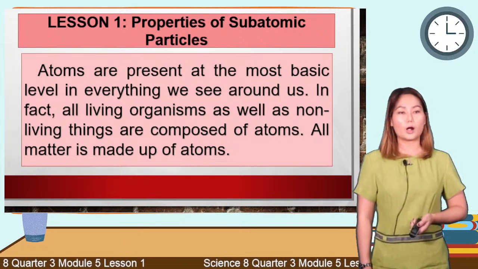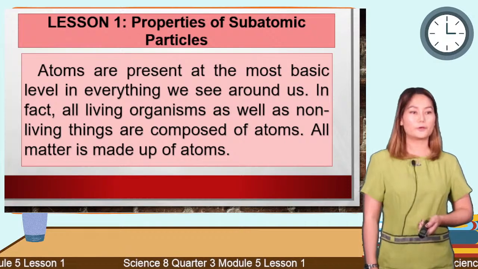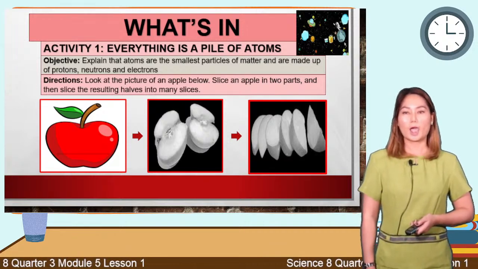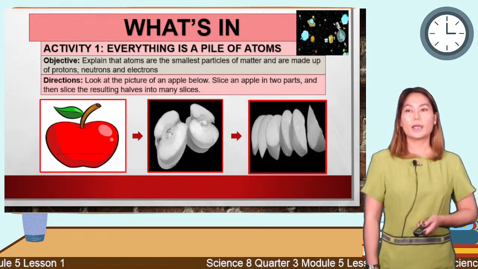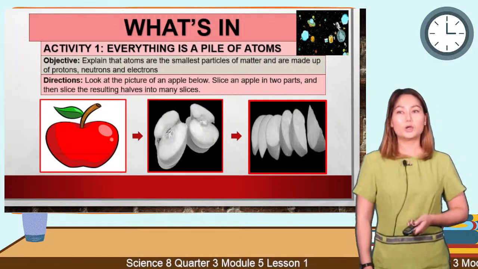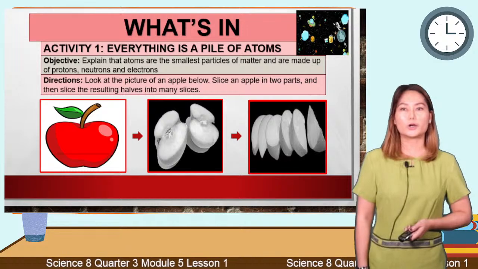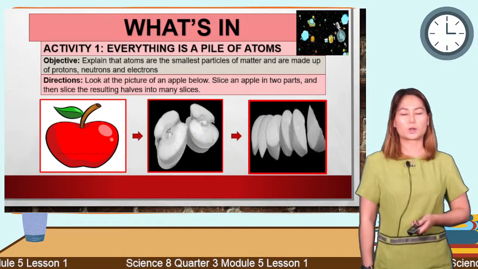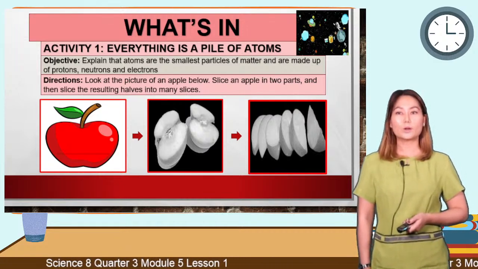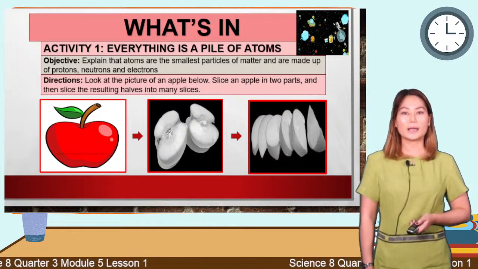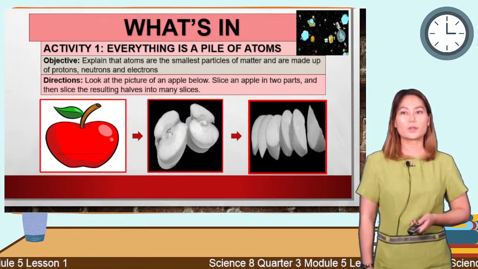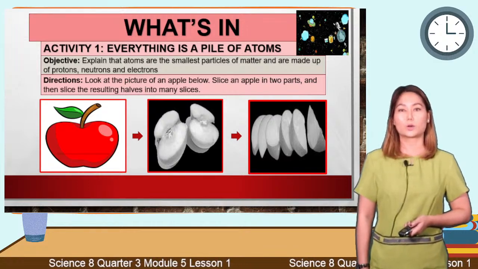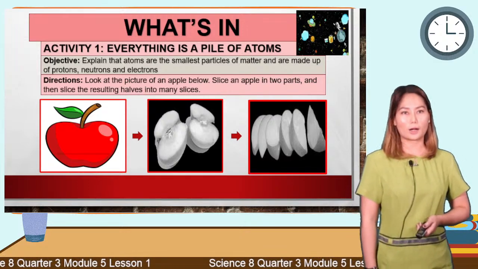In this activity, all you need is a separate sheet of paper for your answers and a pen. This is your first activity: Everything is a pile of atoms. At the end of this activity, you will be able to explain that atoms are the smallest particles of matter and are made up of protons, neutrons, and electrons. All you have to do is look at the picture of an apple below. Slice an apple in 2 parts and then slice the resulting halves into many slices. I'll give you 5 seconds to study the drawings. Are you ready? Timer starts now.